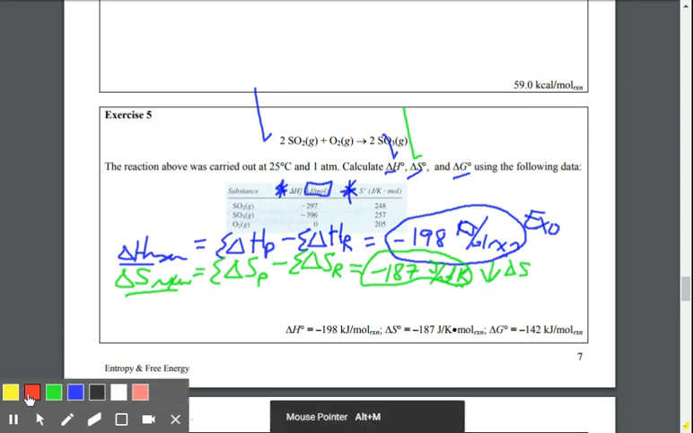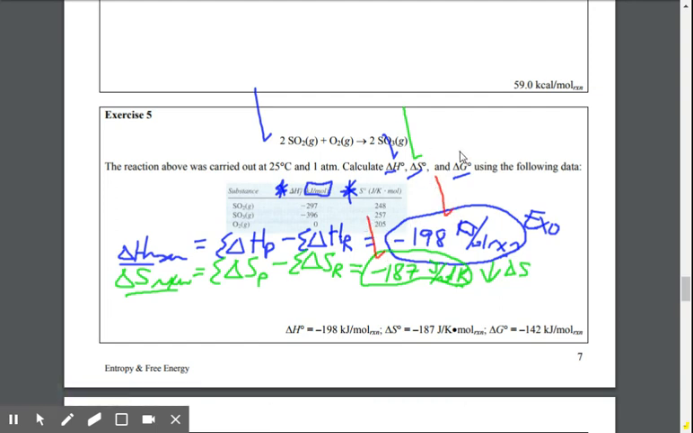Now that I have a delta H value and I have a delta S value, how am I going to figure out delta G? Well, since I have both of those values, I'm going to use this equation here. Delta G equals delta H minus T delta S. Now, when I do so, notice when I plug in my units. Delta H is in kilojoules. Delta S is in joules.